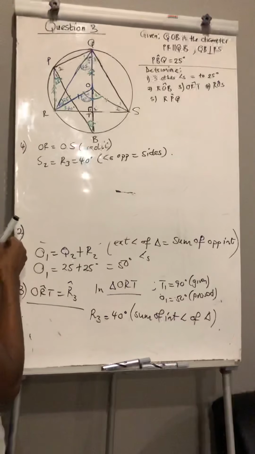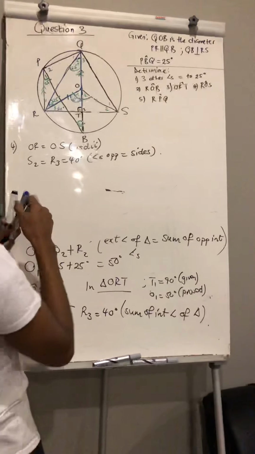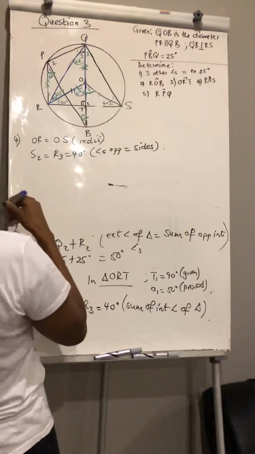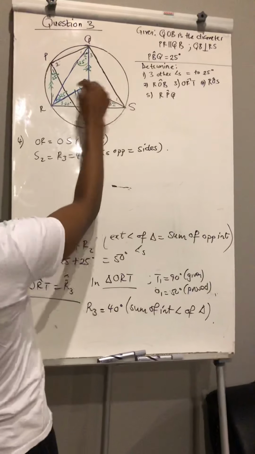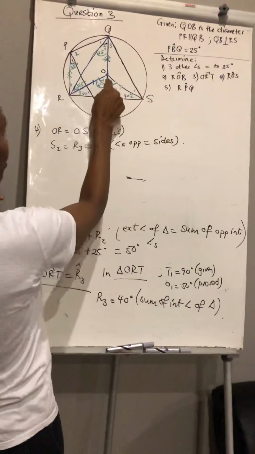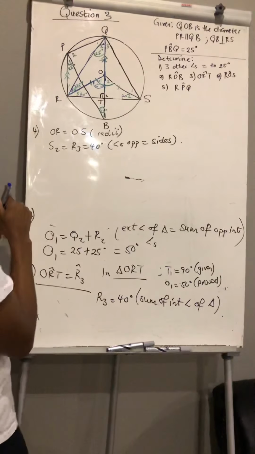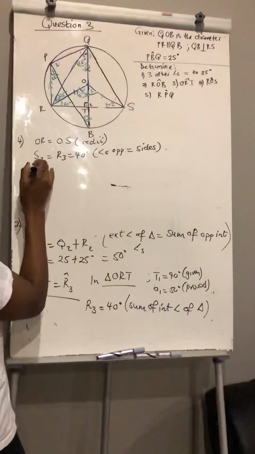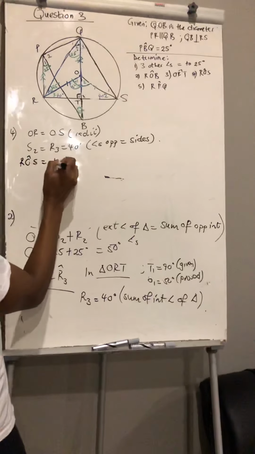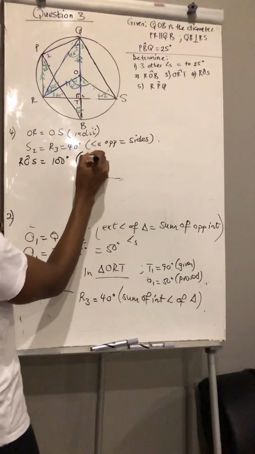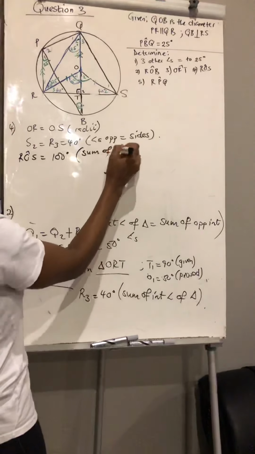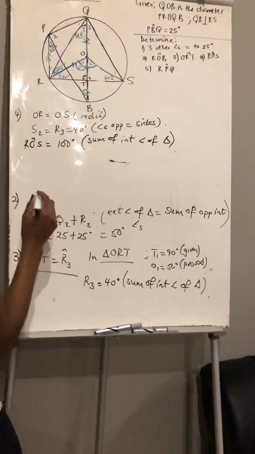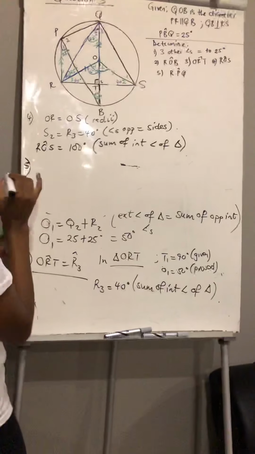Right, if this is 40 degrees right here, you know, this is 40, this is 40. If I use this whole triangle, ROS, this is the only angle that will be left. So I can easily go and say, well, therefore, ROS is now going to be 100 degrees. I just used sum of interior angles of a triangle. Of course, that should be simple to see.